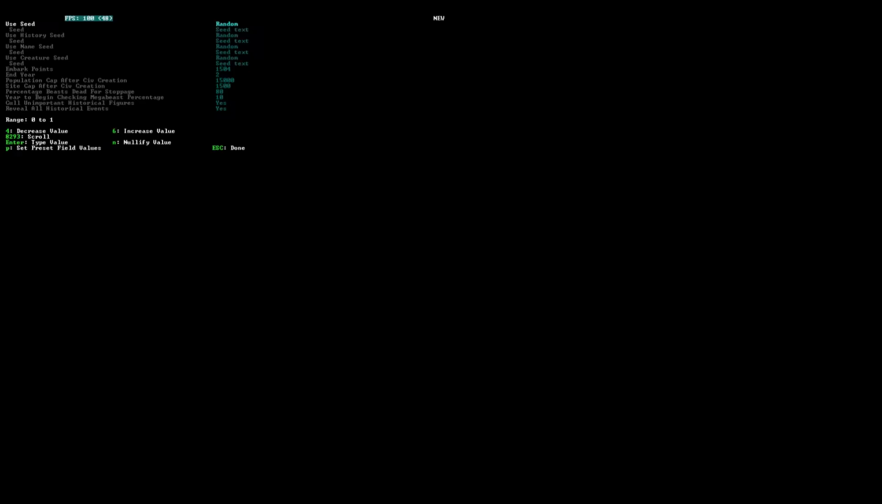So we're gonna hit E to go into edit, and you can see here the editor. All this information is thanks to the Dwarf Fortress Wikipedia site. It was a lot of help when I first learned it.